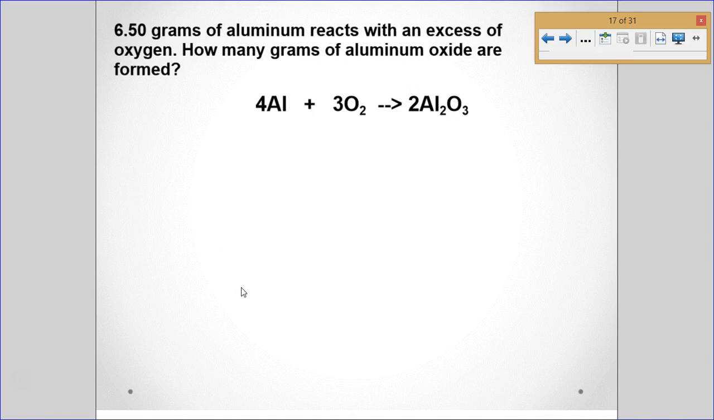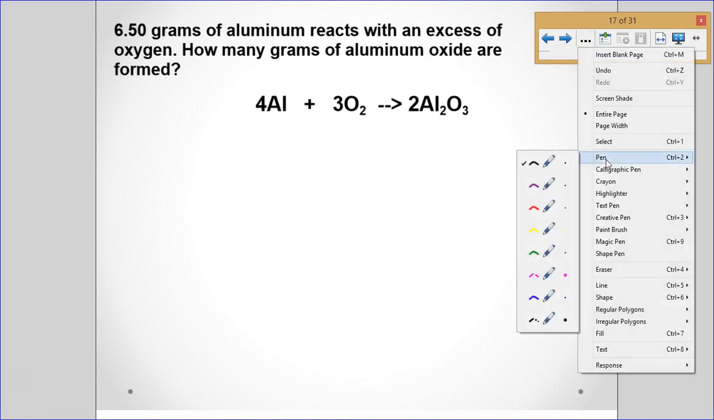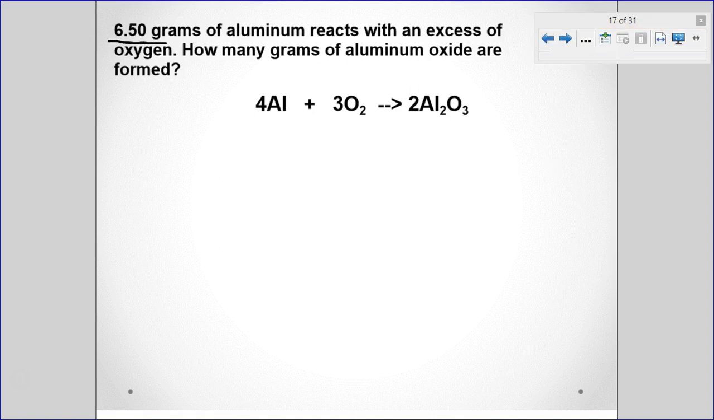So I start off, just like we saw before, with 6.5 grams aluminum, and I'm asking how many grams of aluminum oxide are formed. Now, in your head, you're saying, okay, Baldwin, you showed us this whole thing about the mole ratio. How does this fit? Well, we're going to bring in something that we already knew, and then add the mole ratio part in. What do I mean? Let's take a look at it.